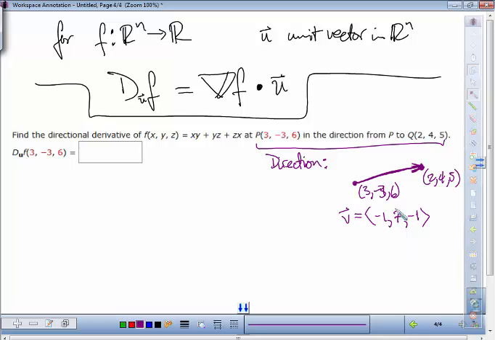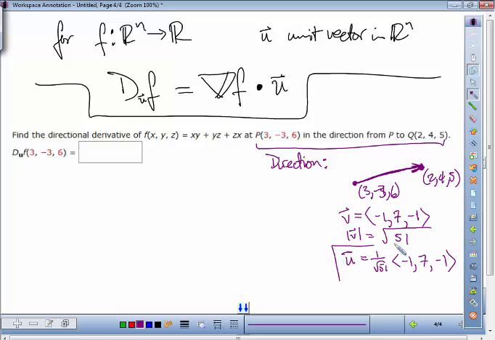Now I just want to make this into a unit vector. So the magnitude of v is equal to the square root of 1 plus 49 plus 1, which is 51. So the unit vector that you're dealing with is 1 over root 51 times (-1, 7, -1). Okay?